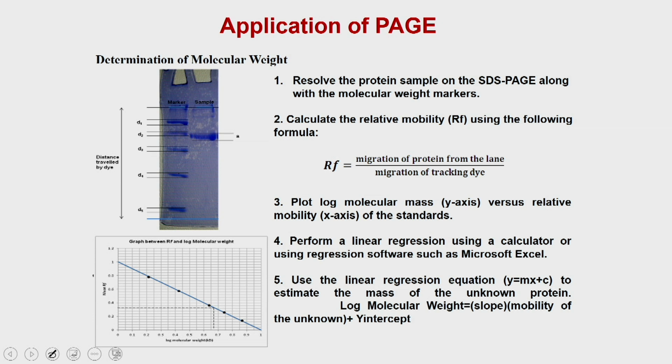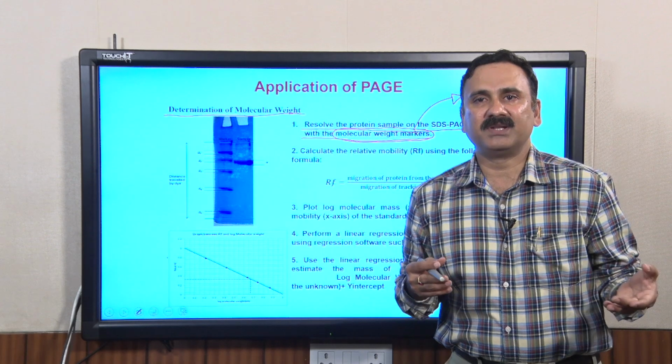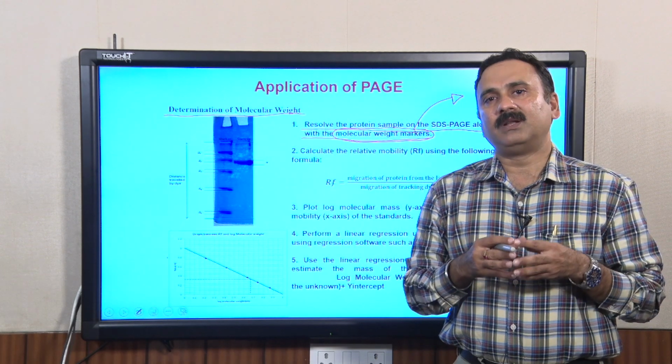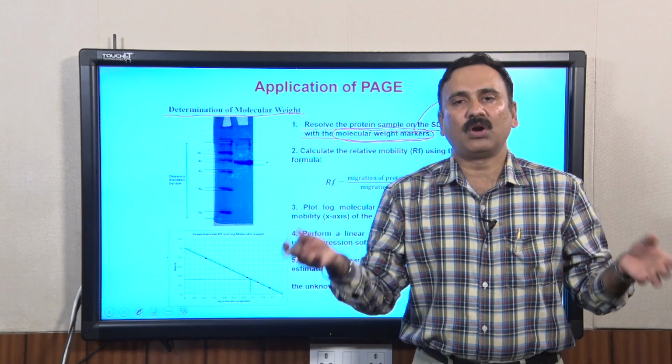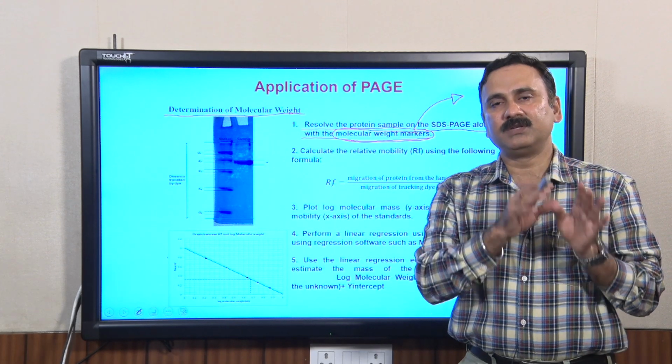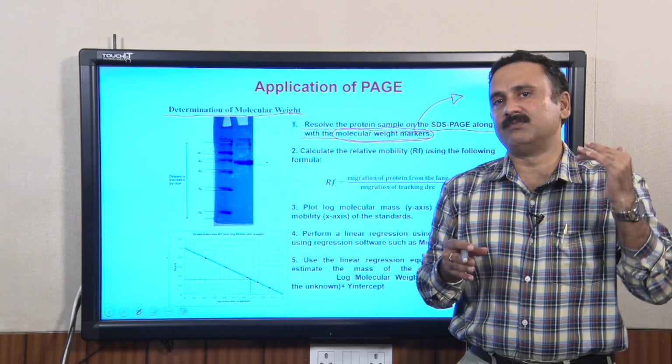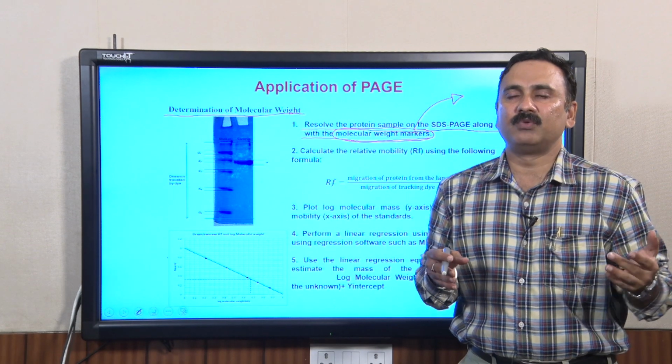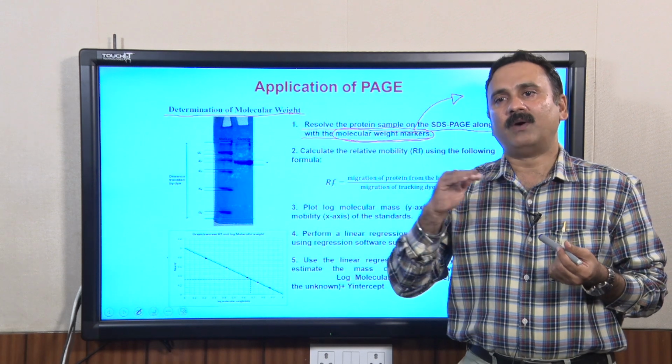How to do that? If you want to use SDS-PAGE to determine the molecular weight of a protein, you resolve the protein sample on an SDS-PAGE along with the molecular weight markers. A molecular weight marker is something you get from many biochemistry companies. It is a mixture of different proteins which they mix, and it is pre-decided which protein band is of which molecular weight. It is a set of standard proteins, so you know the molecular weight corresponding to each band.